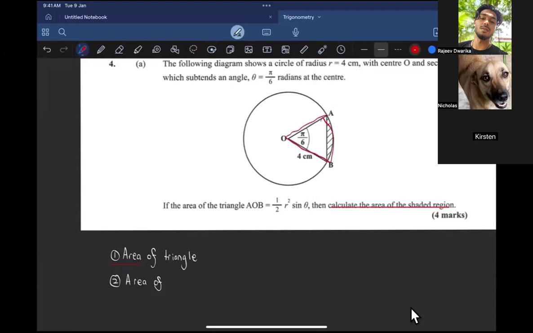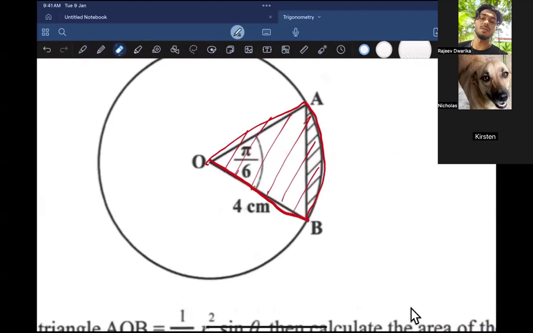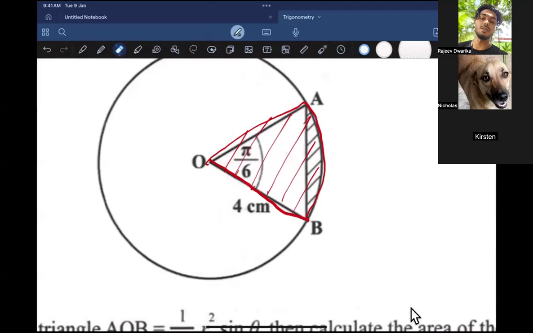Sector. Right, you have to find the area of the sector, because watch, the sector is this whole thing over here. You with me? Yes. So the sector is this whole thing over here, and if I find the area of the triangle and subtract it from it, wouldn't I be left with the shaded region? Okay, so that makes sense.